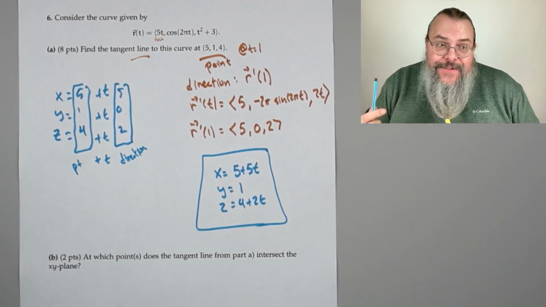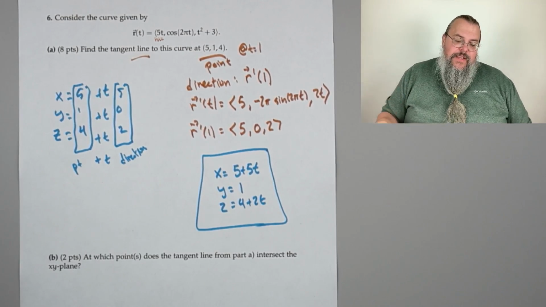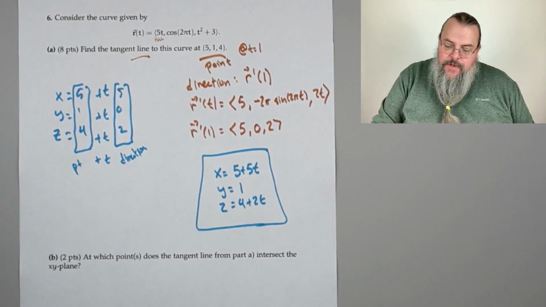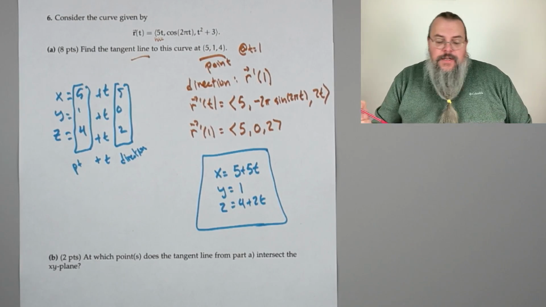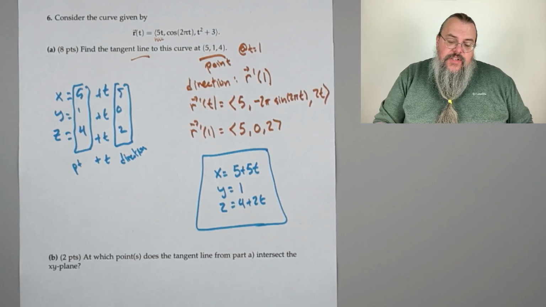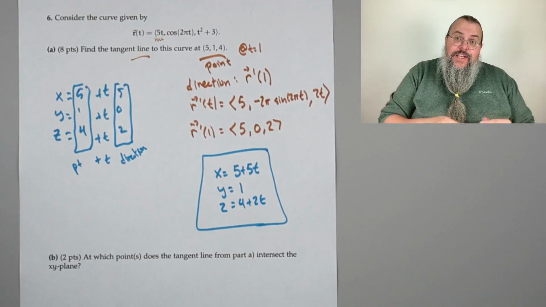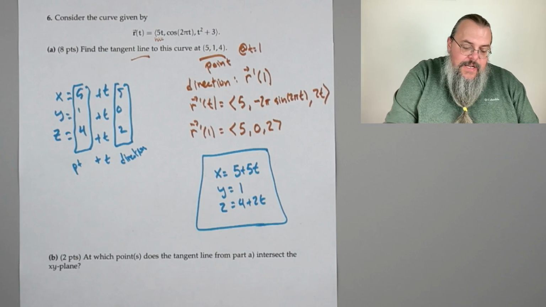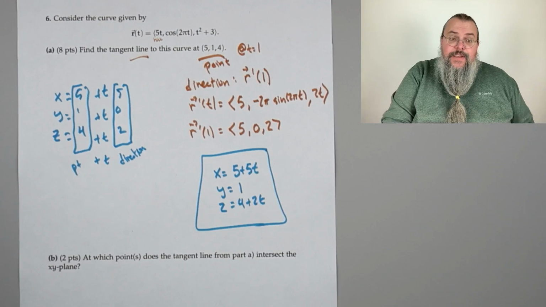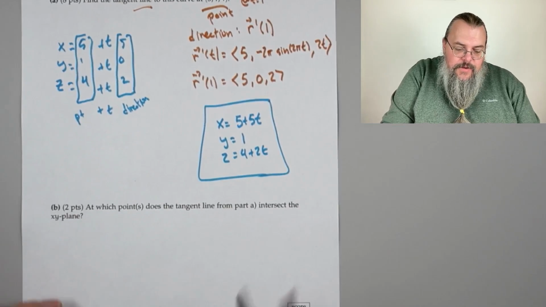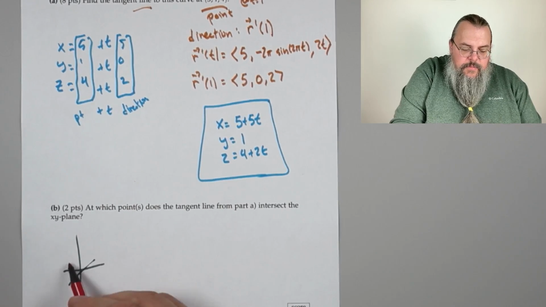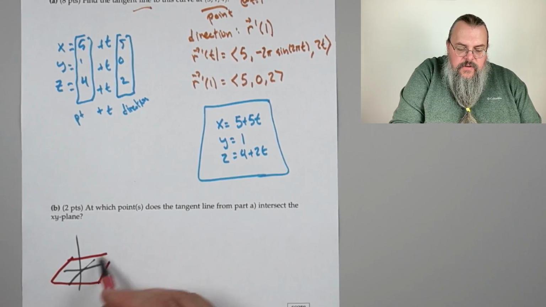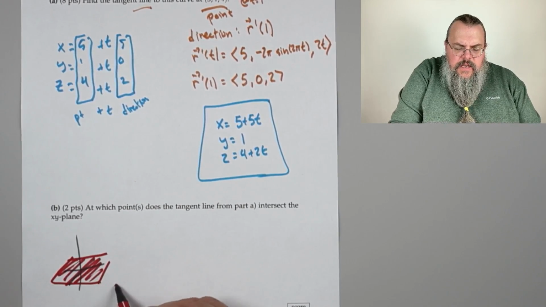And that was worth 8 points, so part B should be pretty quick. Okay, so now what is part B? At which points, could be one, could be many, does the tangent line from part A intersect the xy plane? Now, if we're thinking geometrically, what is the xy plane? Well, the xy plane is this part right here. So this is the xy plane, and this is z equals 0.